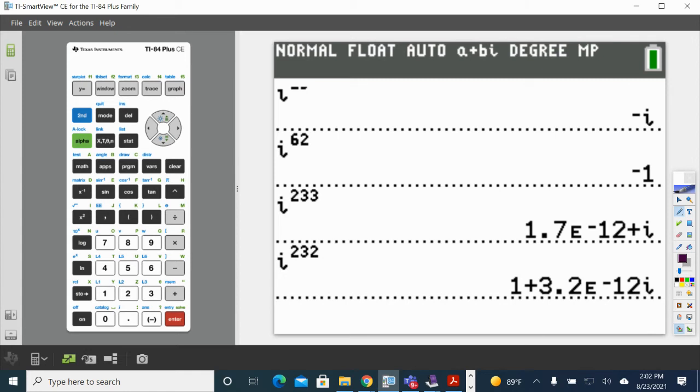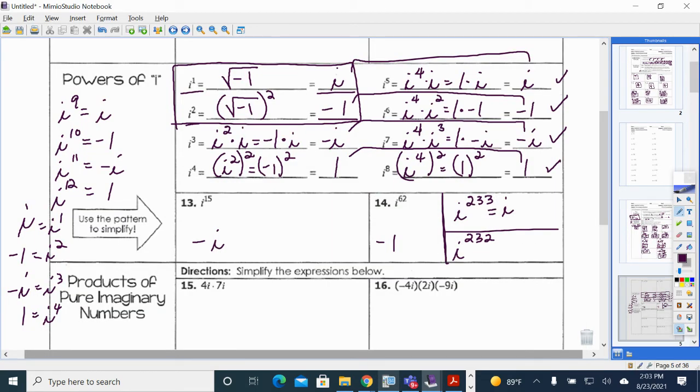Where's the answer in this? Again, keeping in mind that your answer should be either i, -1, -i, or a +1. So on this one, the 3.2e -12i is not your answer. The answer is 1. So if that exponent is rather large, you may have to interpret the answer.